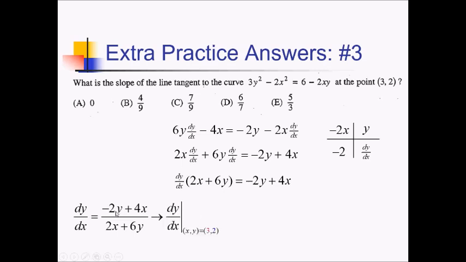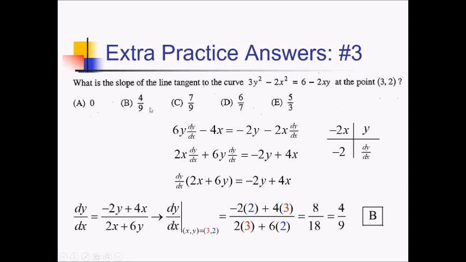So in my numerator, I've got negative 2 times the y value 2 plus 4 times the x value of 3. Down below, I have 2 times the x value, 3, plus 6 times the y value, 2. Back in the numerator, this is negative 4 plus 12, which is 8. Down below, we've got 6 plus 12, which is 18. 8 over 18 can reduce to 4 over 9, which gives us choice B.